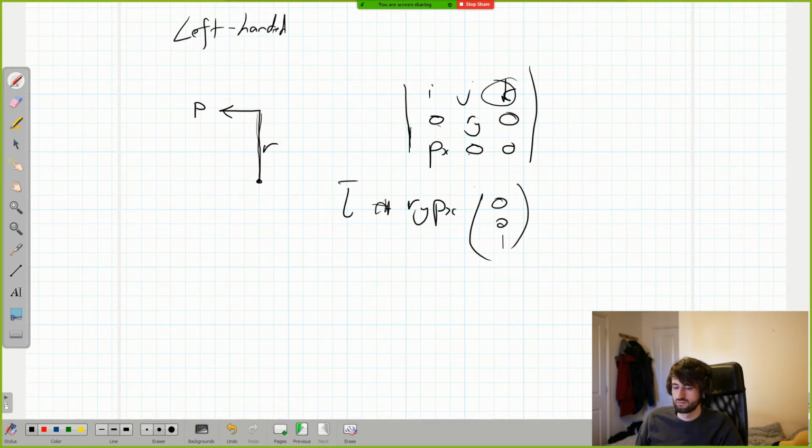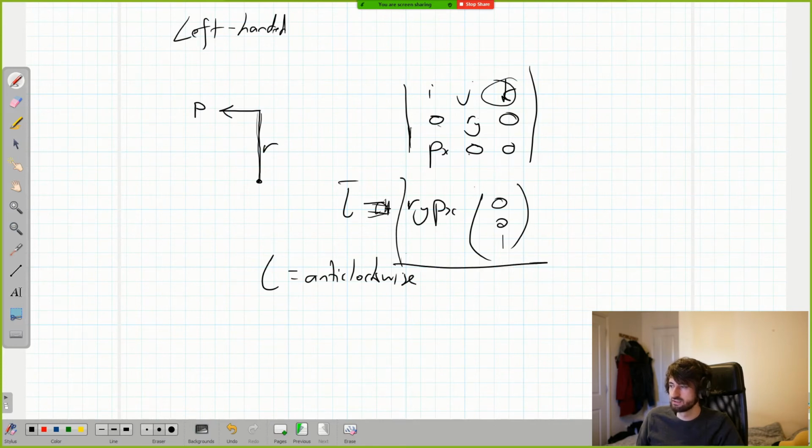Well, in this case, L is anti-clockwise, right? We can see that this has given us a positive, and do you see it's positive? We're getting, actually maybe we should have done the minus. Oh yeah, we do want it minus.